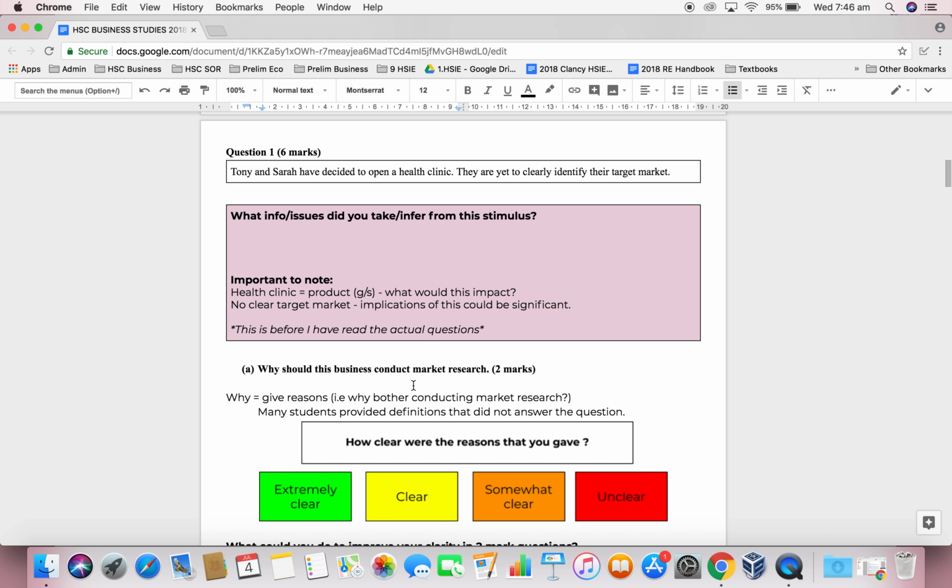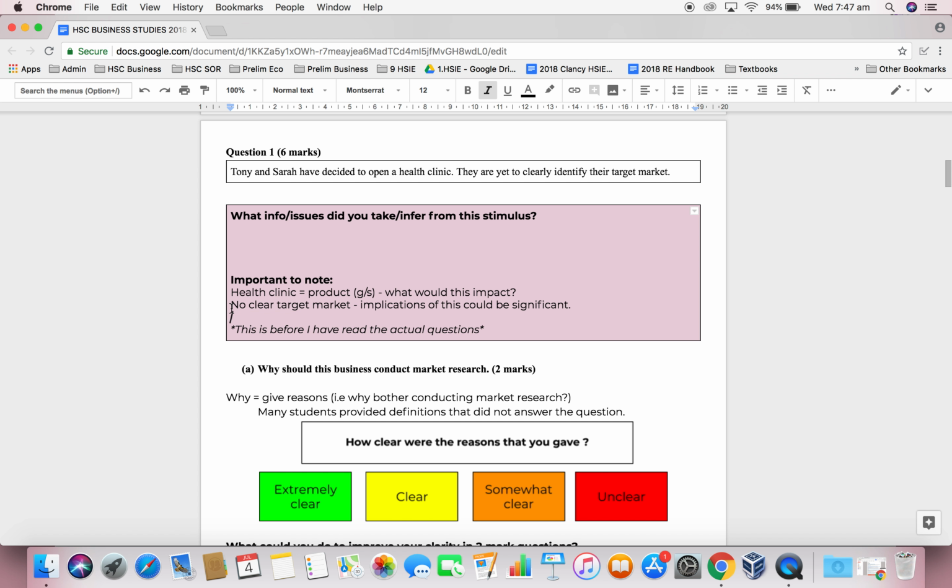Okay, the first question gave you a stimulus about a health clinic who are yet to clearly identify their target market. You should have thought about what info and issues can I take from this even before you read the question. So when I did it, I thought about a health clinic. That's what they're providing. That's their good or service. And then I was thinking, what would that impact? What would a health clinic do? Who would they be marketing towards? What type of goods and services would they be providing?